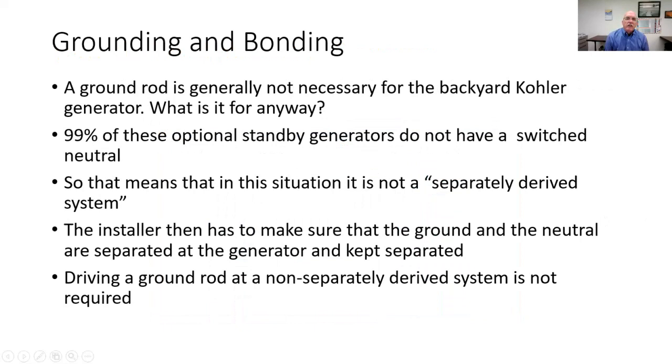All right, let's talk a little bit about grounding and bonding. A ground rod is generally not necessary for that backyard Kohler generator. And what's this ground rod for anyway? Well, I told you before, there's two types of electricity. The first kind is the kind that God makes, and that's lightning. And the second kind is what man makes, and that comes from the utility and from the transformer to your house. So the ground rod is mainly for lightning strikes, and we want to channel them to ground rather than let it run rampant through a building or through a house.